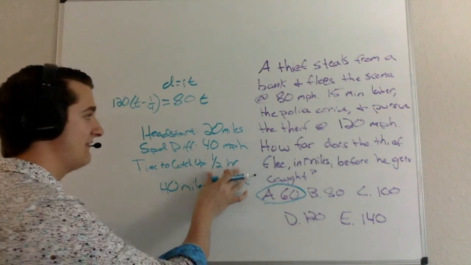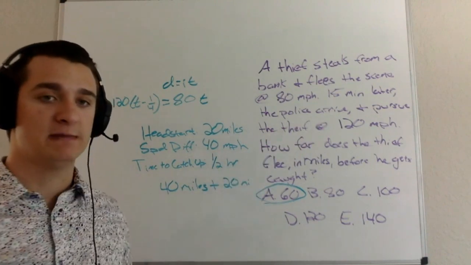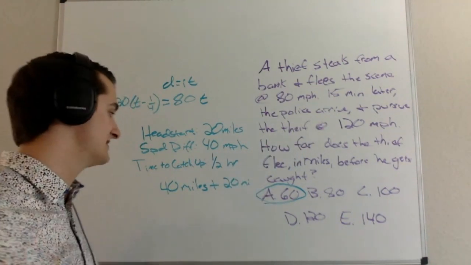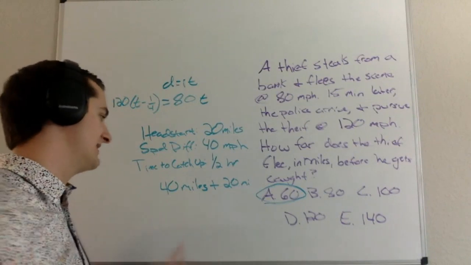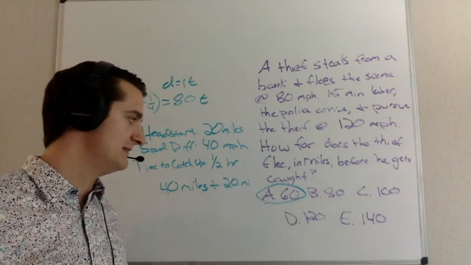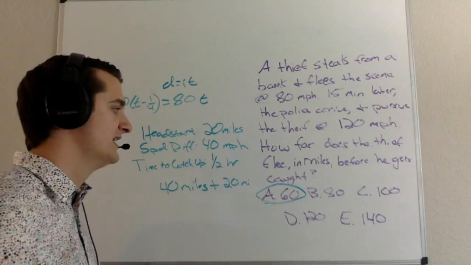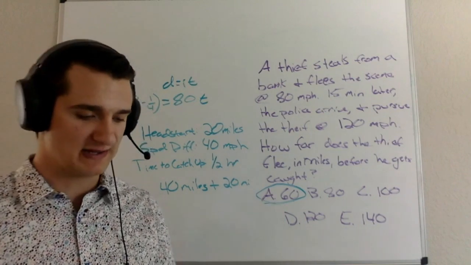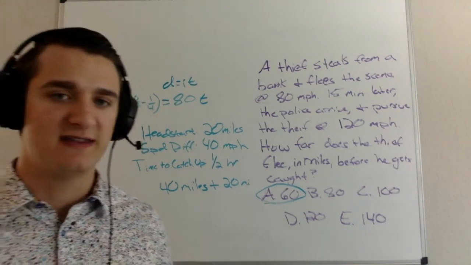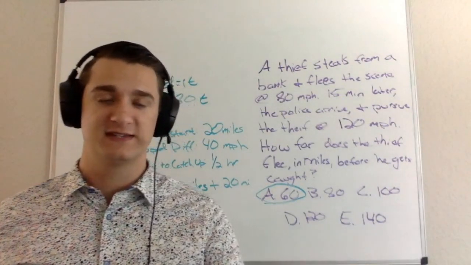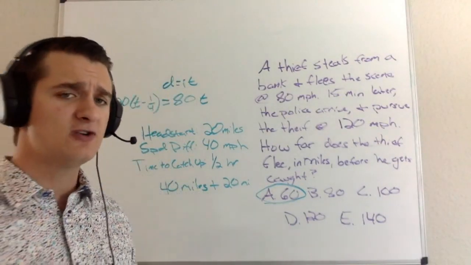And so I can multiply that half an hour times their 120 mile per hour speed, and that gets me to 60 miles as well, and everything makes sense because they should both be traveling the same distance, and so 60 miles, A, is going to be the correct answer here, and that's how far the thief flees before he gets caught. And so again, those are the basics.